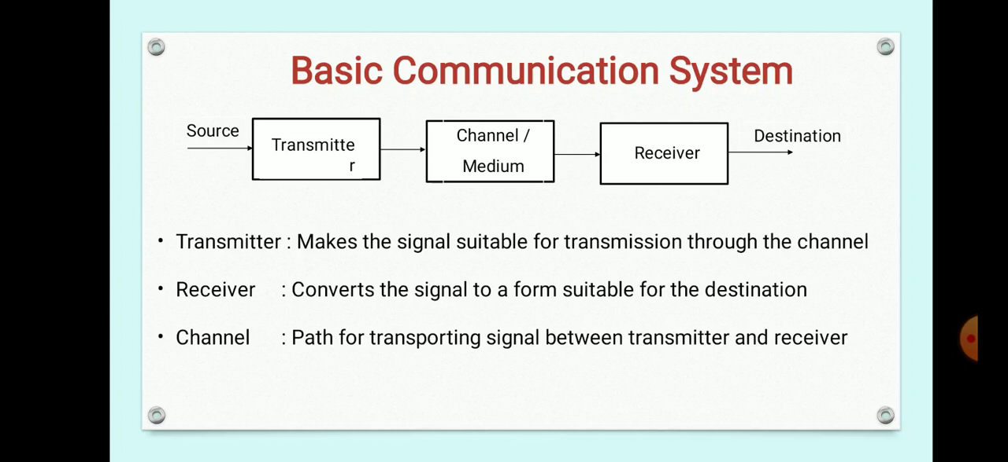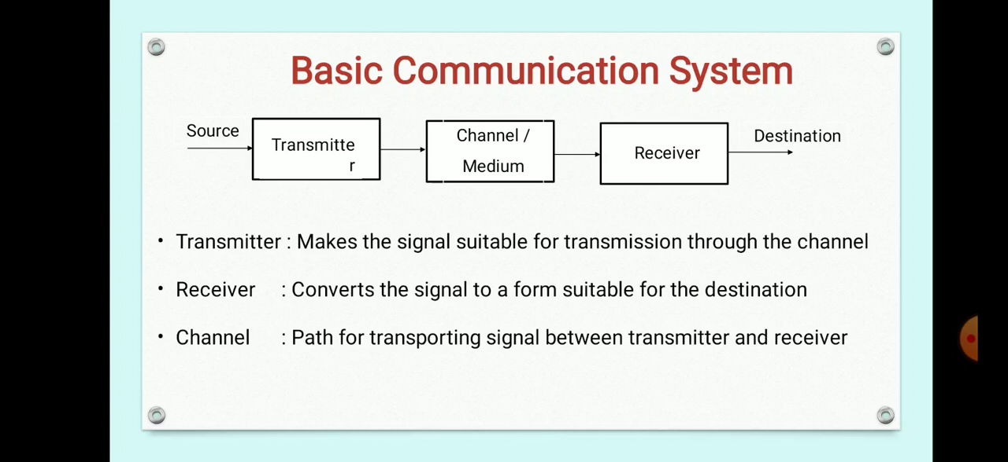communication is the process of sending information from a source to a destination. Sometimes the signal or the information from the source may not be in a form which is suitable for transmitting through the channel. In those cases, the information signal has to be converted to a form which is suitable for transmitting through the channel. This function is performed by the transmitter. So the transmitter makes the signal or the information from the source suitable for transmission through the channel.